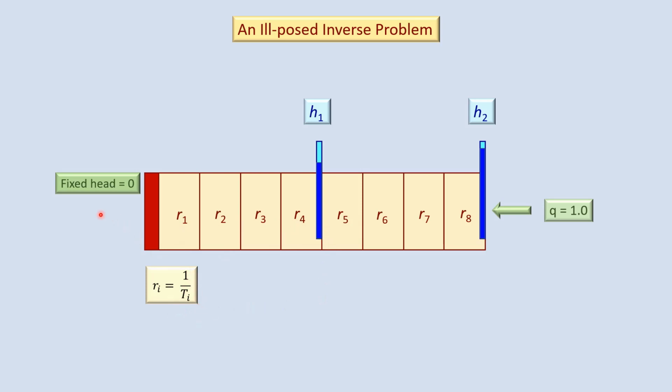I'm setting the head at a fixed value at the left of the model domain, a fixed value of 0. The head is H1 in this well, H2 in this well, and these two heads together comprise my observation data set. So I am attempting to estimate 8 parameters on the basis of 2 measurements of head. This, of course, is a problem which is ill-posed.